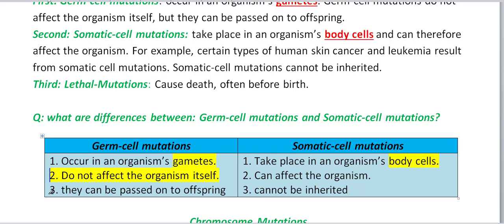The third type of difference: germ cell mutations can be passed on to offspring, but somatic cell mutation cannot be inherited.